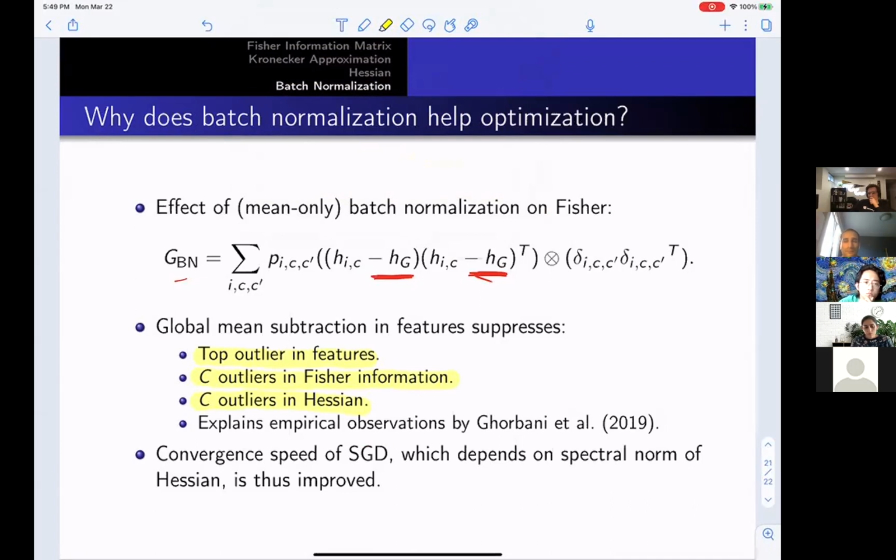So let's check your understanding. Based on this information, does this mean that we've suppressed the class information in the spectrum of the Hessian? So if you have batch normalization layers, does it mean that you have no class mean information because the outliers are suppressed?